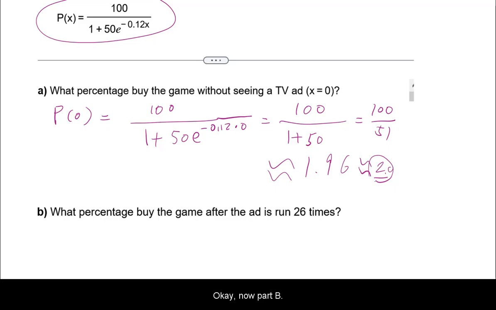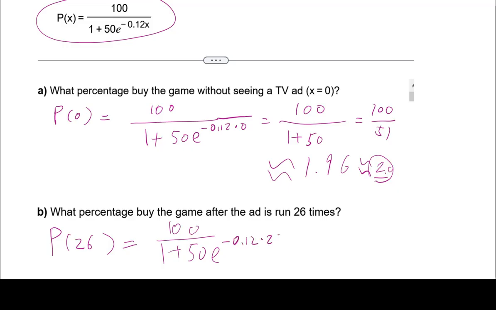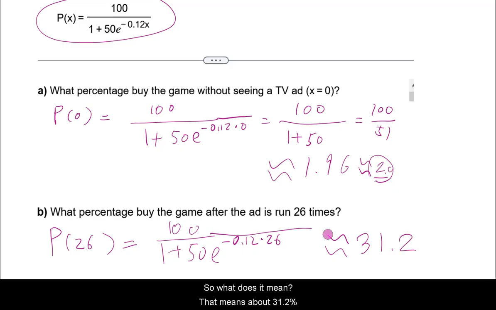Okay, now part B, what percentage buy the game after the ad runs 26 times? That's also easy. That's P of 26. Just plug 26 into the function. If I round the answer to the nearest tenth, that will be 31.2. So what does it mean? That means about 31.2% of the target population will buy the game after the ad runs 26 times.